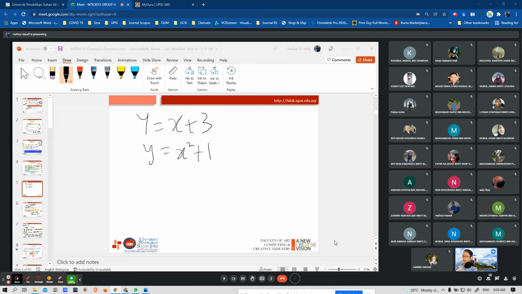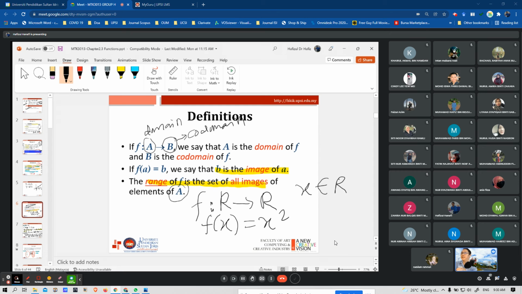Later we draw like this, x plus 3, y, and then 0, 6. We map later on, for the set, for the functions. And then for the next definition, this one I explained. We have a domain and codomain for the set.